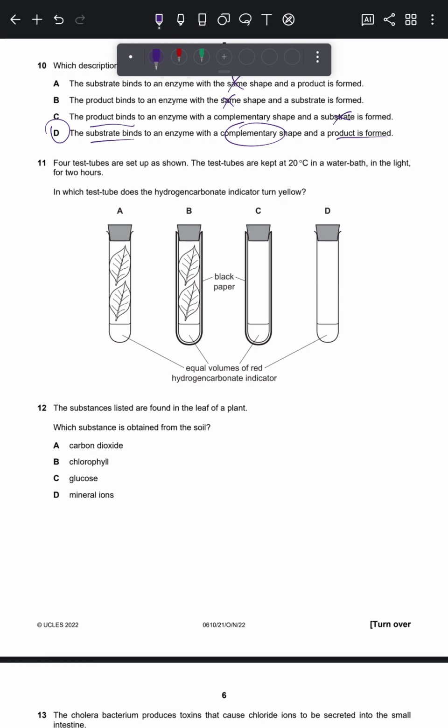Question 11. Four test tubes are set up as shown. Test tubes are kept at 20 degrees Celsius in the light for 2 hours. In which test tube does the hydrogen carbonate indicator turn yellow? So we need to know about this indicator. This indicator detects an increase and decrease in carbon dioxide concentration. And when there is an increase in carbon dioxide concentration, it will turn yellow.